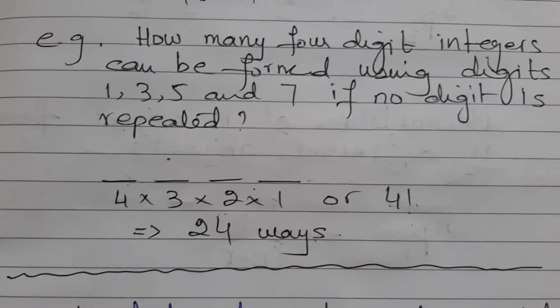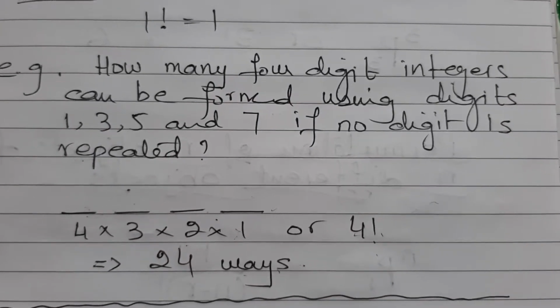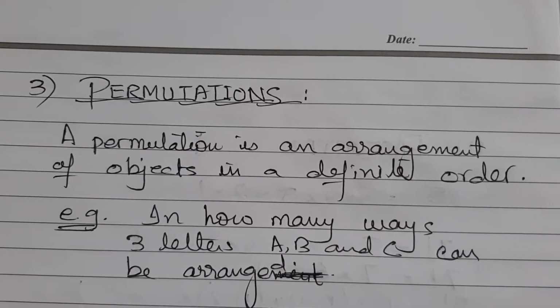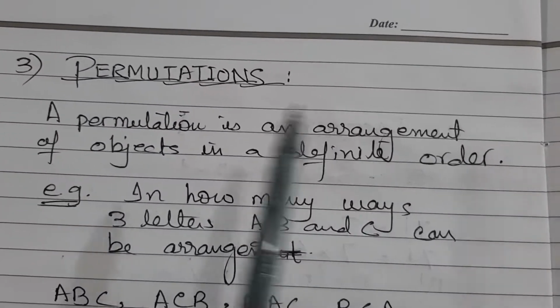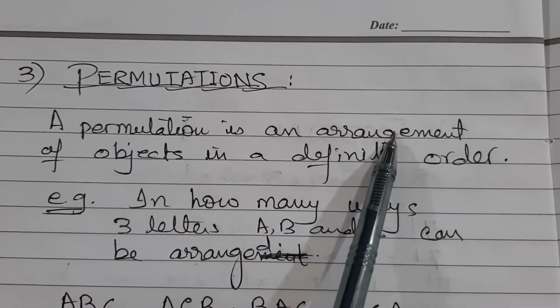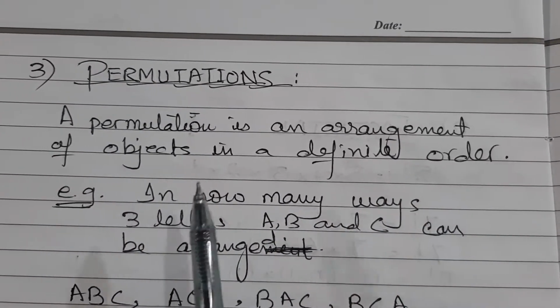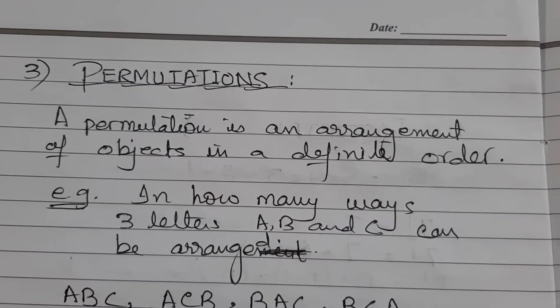This one I've explained, so let me take the next concept. Okay, so now it is permutation. What is a permutation? A permutation is an arrangement of objects in a definite order, right? So let's see this through different examples.